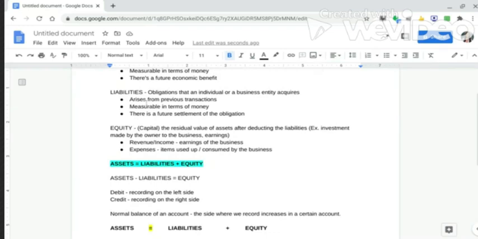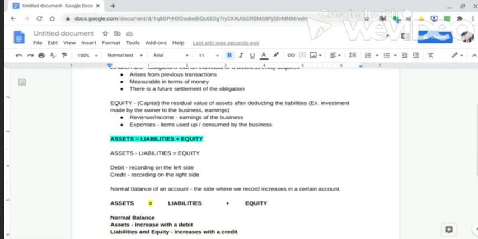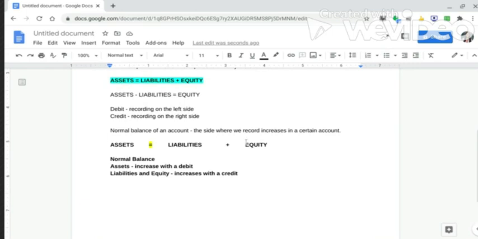So, your capital increases kapag kumikita ang business. Okay? So, pag may revenue or income, that means kumikita si business. Therefore, ang capital or the equity will increase. Since equity, as you see, is on the right side of the equation, and the revenue causes an increase in your equity or capital, that would mean that to increase revenue or income, you will credit. So, this item increases with a credit as well. Okay?